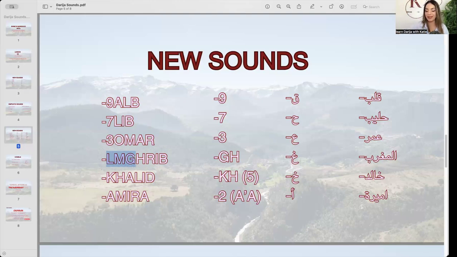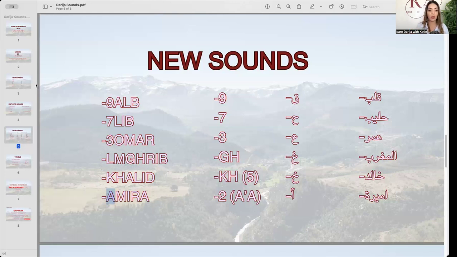I know it's gonna be hard. KH is just like here for the name Khalid. Simply Khalid. Again, for the vowels, I will talk to you about that in a minute. And last, it's a name, but it also has a meaning. So Amira means a princess. Some people write it as number 2. As I said, I would just write the vowel but I would pronounce it as Amira.